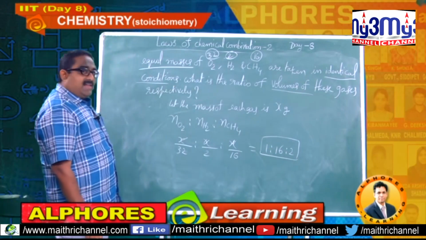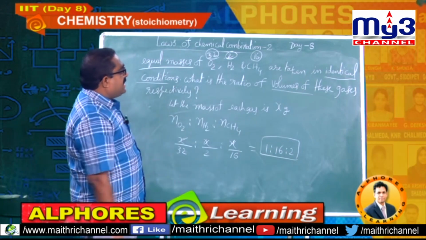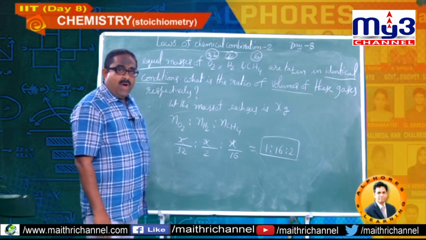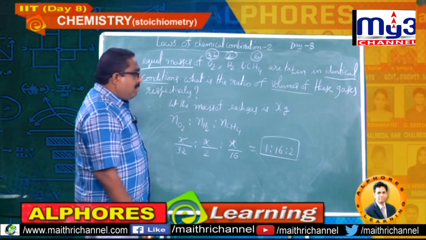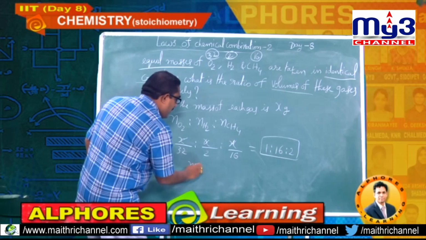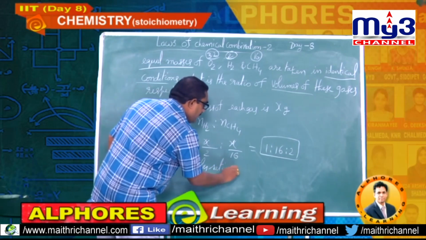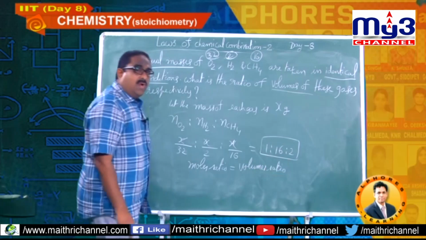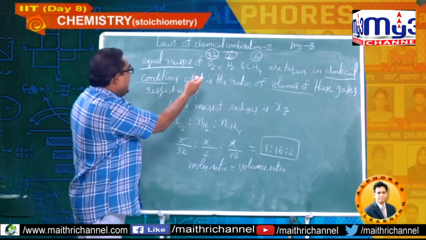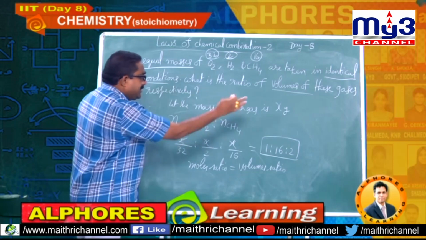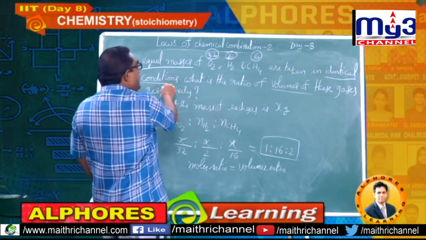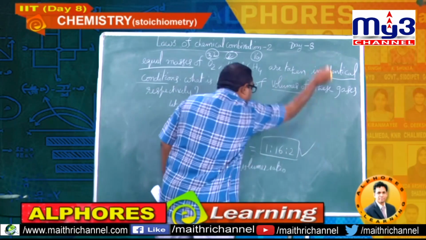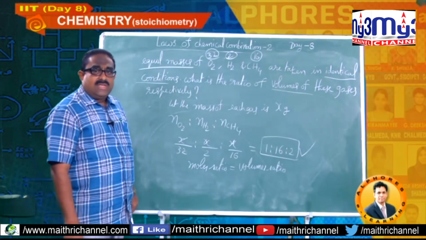This is a gas mixture. Yesterday we discussed Gay-Lussac's law of combining volumes. According to that, moles ratio is equal to volumes ratio. Here all three are gases, so moles ratio is equal to volumes ratio, provided temperature and pressure are constant. He has given identical conditions, so your volumes ratio is also the same, that is 1:16:2.